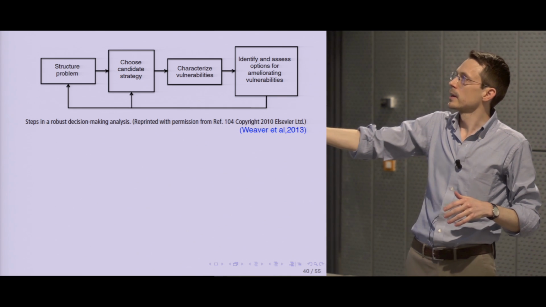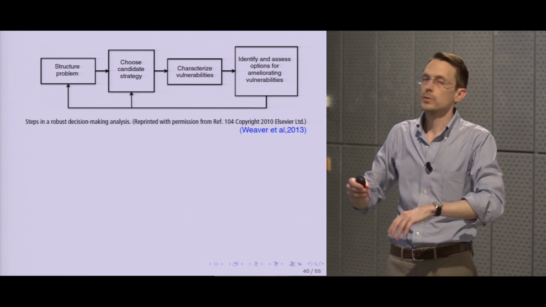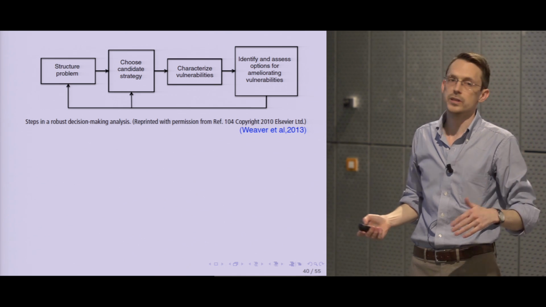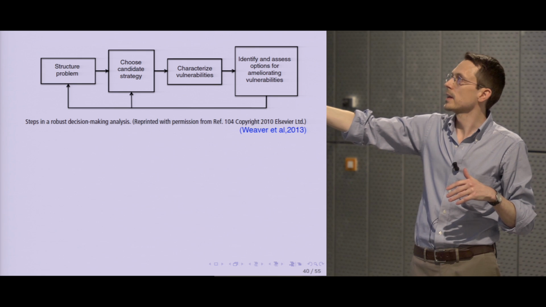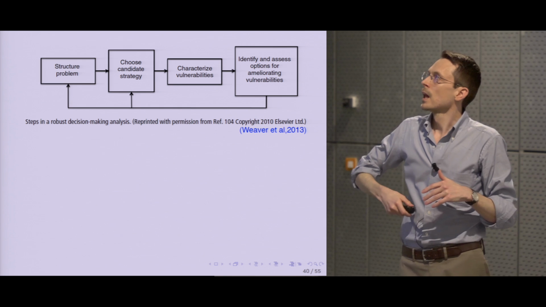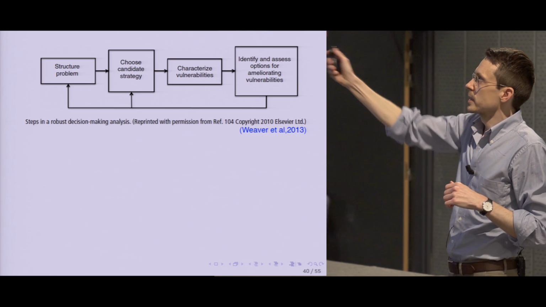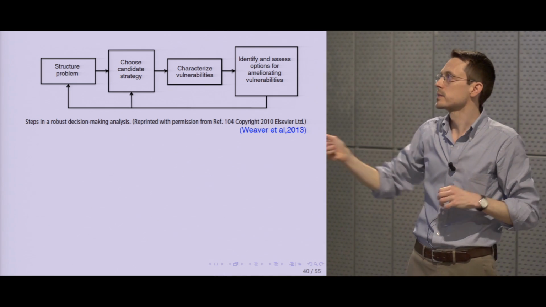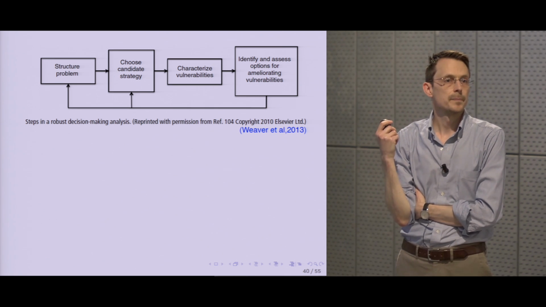Then there's choosing a candidate strategy. Then there's exploring the behavior of the system throughout that big parameter space and seeing where that strategy succeeds and where it fails. Here, that leads to characterizing the vulnerabilities through scenario discovery. And what I want to say about the scenario discovery in terms of mapping it back onto my chart is that it corresponds to partitioning of the state space.